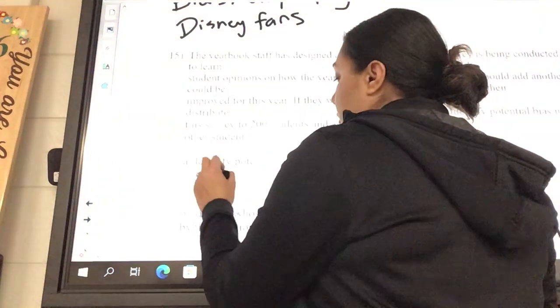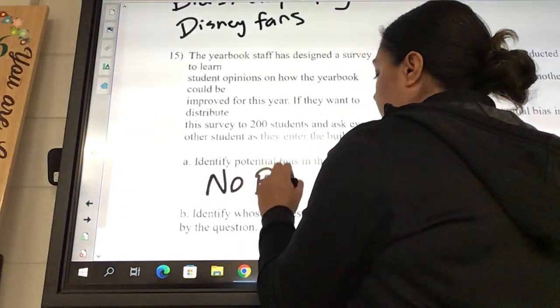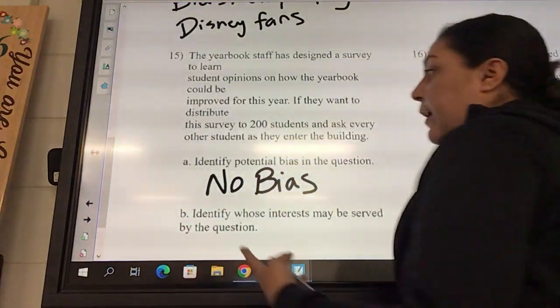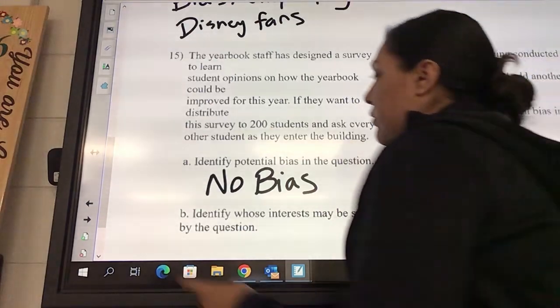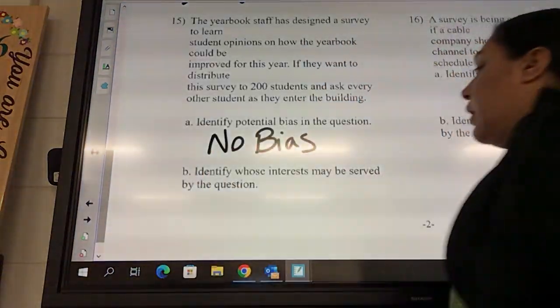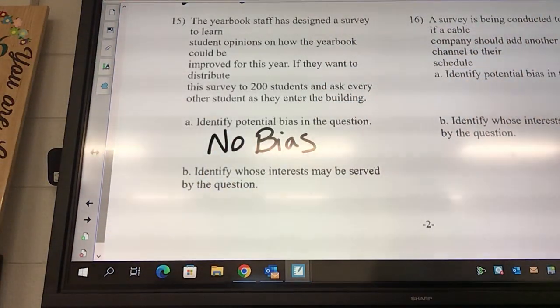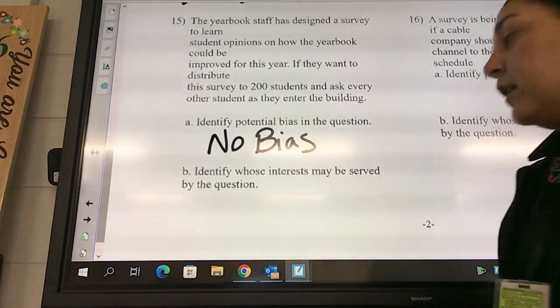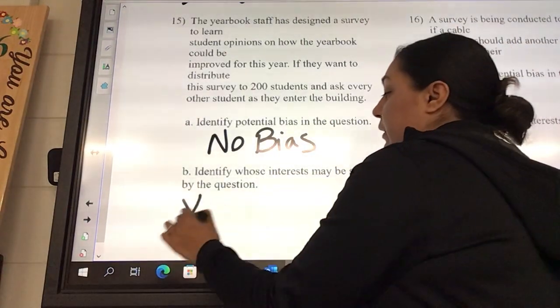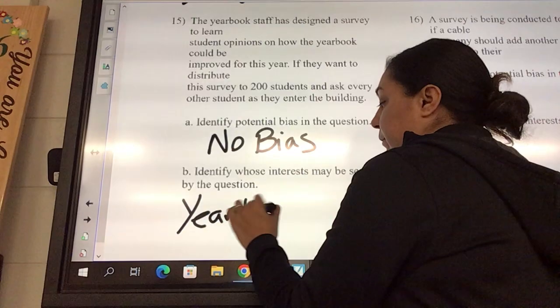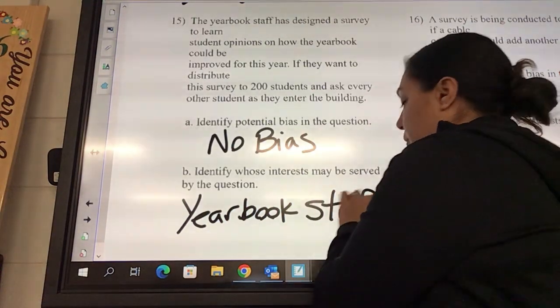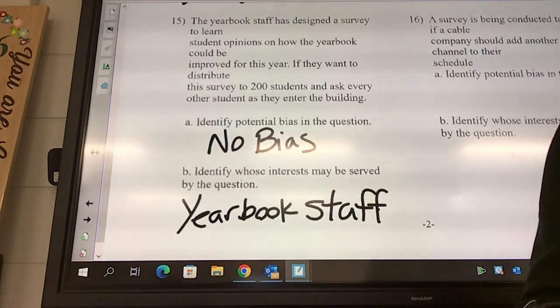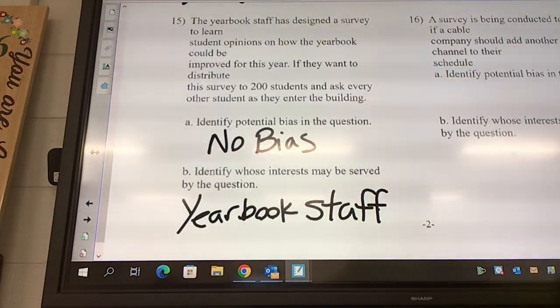In this case, there's no bias. Okay? They're being fair. They're not asking right outside the yearbook room where they take yearbook pictures or whatever. So, whose interest may be served by this? Who gains something by this? Okay? And in this case, it's going to be the yearbook staff. The yearbook staff is the one that can gain something from this. No matter what the outcome may be, they're definitely the ones gaining.